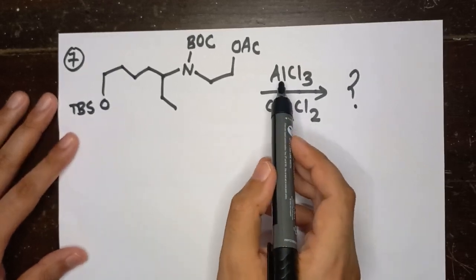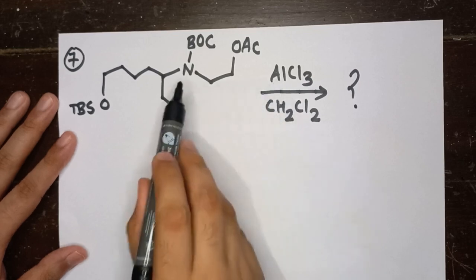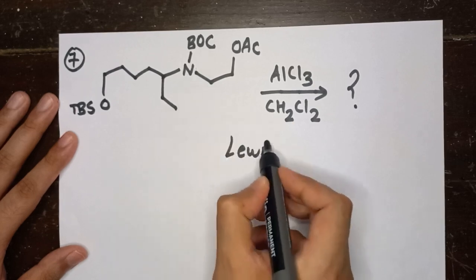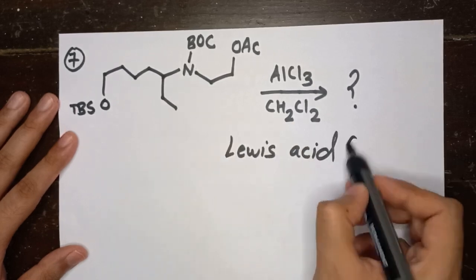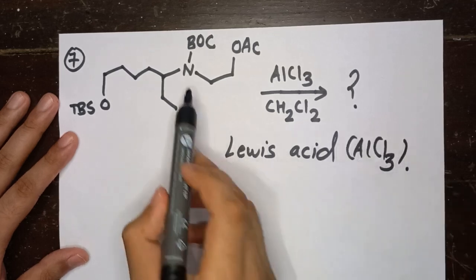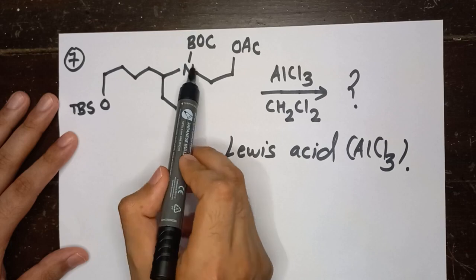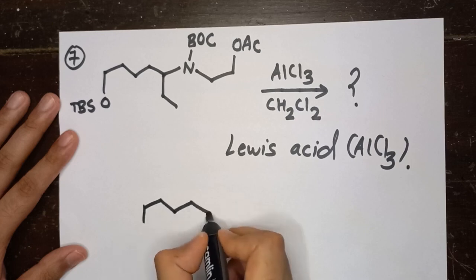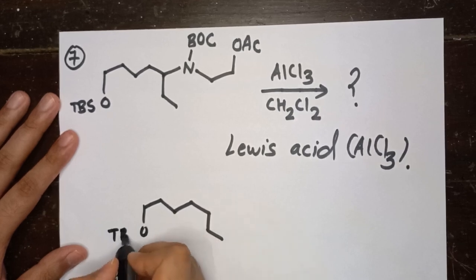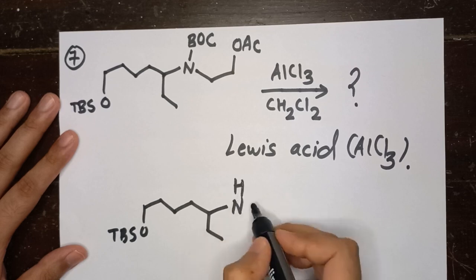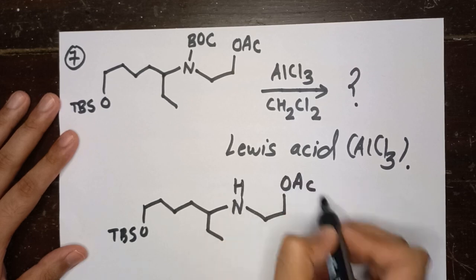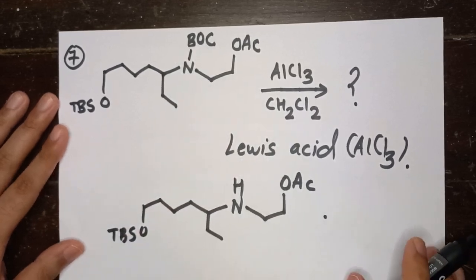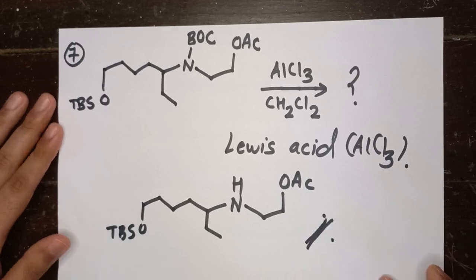But here we have given AlCl3, a Lewis acid, and we know that Boc, particularly Boc, can be removed using a Lewis acid. So here the Lewis acid is AlCl3. So this is how we are selectively deprotecting Boc using AlCl3, a Lewis acid, and the product we are generating is an amine group. Basically we removed this Boc and we generated our amine back. So this is the product for the seventh reaction.